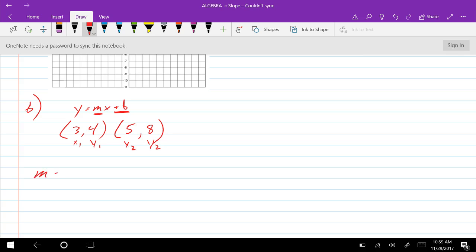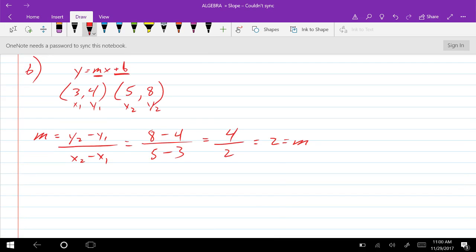The slope m is equal to y2 minus y1 over x2 minus x1. So y2 is 8 minus y1 being 4, divided by x2, which is 5, minus x1, which is 3. 8 minus 4 is 4. 5 minus 3 is 2. 4 over 2 is 2. Good. So that's what our m is.